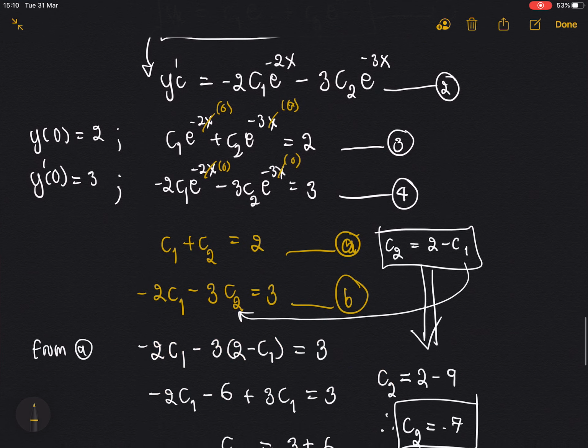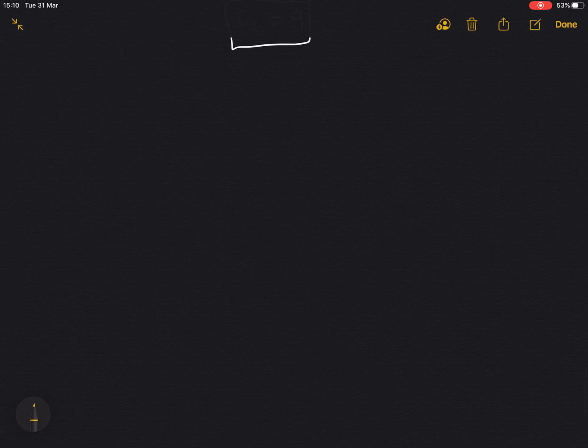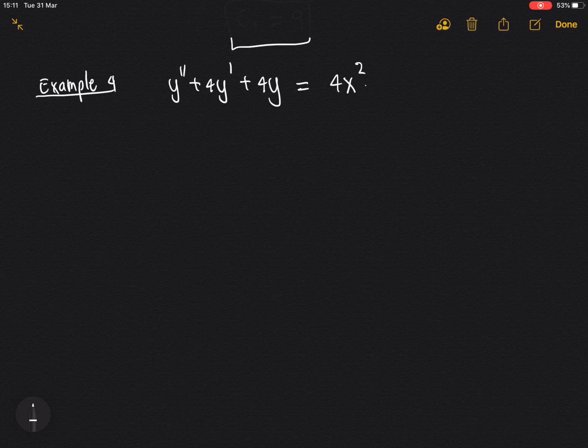So let's go into the example here, right? So this is example number 4. Suppose you are given y double prime plus 4y prime plus 4y equivalent to 4x squared plus 6e raised to the power of x. So you have to understand that this is the non-homogeneous equation first, and if that is the case, you have to find two different functions in order to solve for the solution of your second order equation.